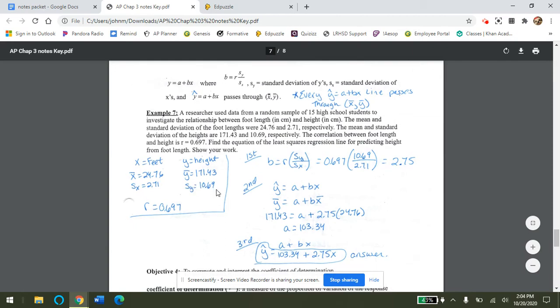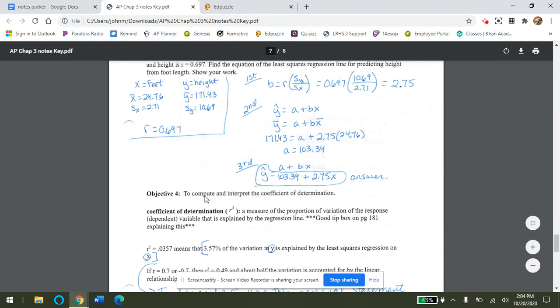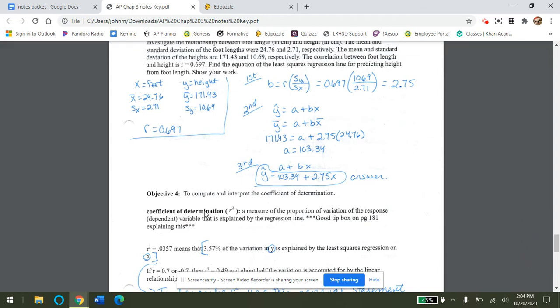All right. So the last thing we need to do is talk about r squared. Your r squared is your coefficient of determination. Okay, be careful. r is called your correlation coefficient. r squared is called your coefficient of determination. All right, and this measures the proportion or percentage of variation of your response, or your y variable, that's explained by your regression line. And your textbook has a great little tip on page 181 explaining this.